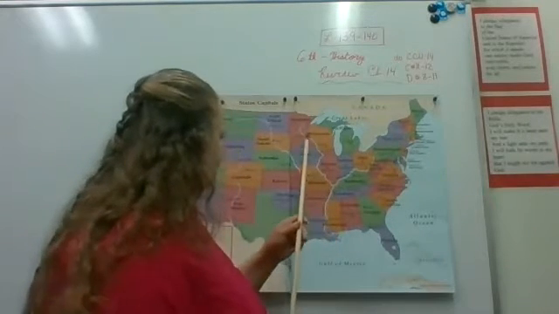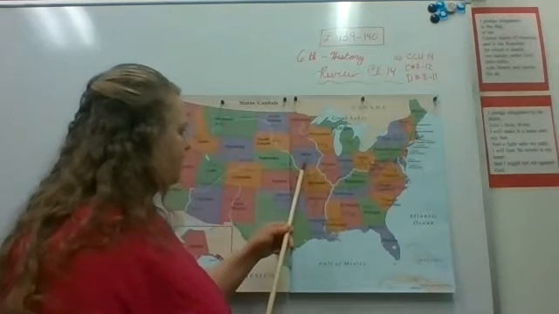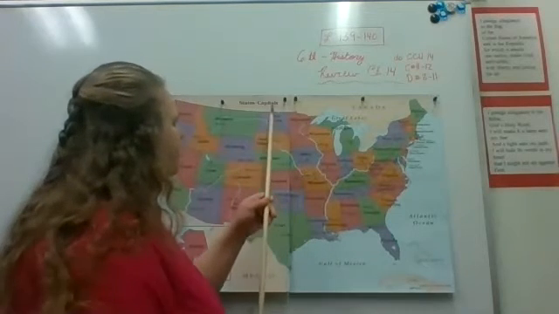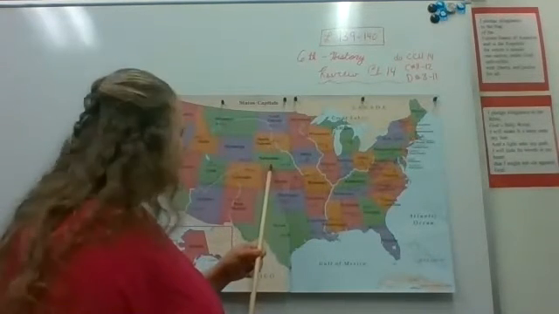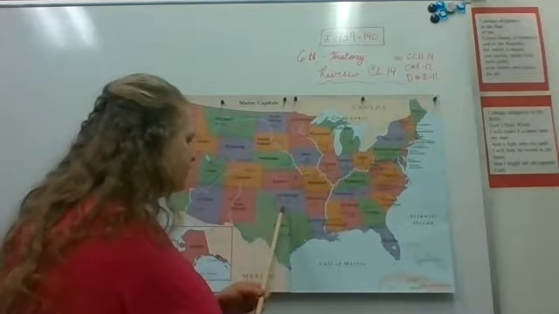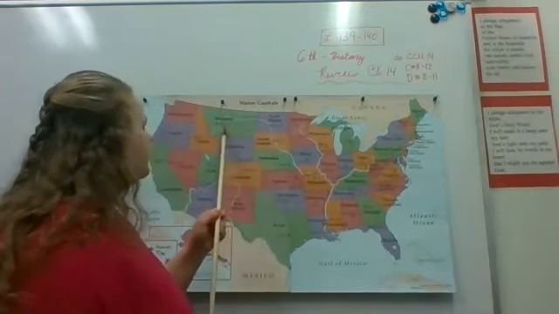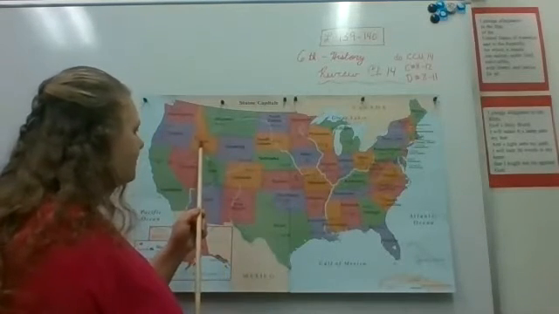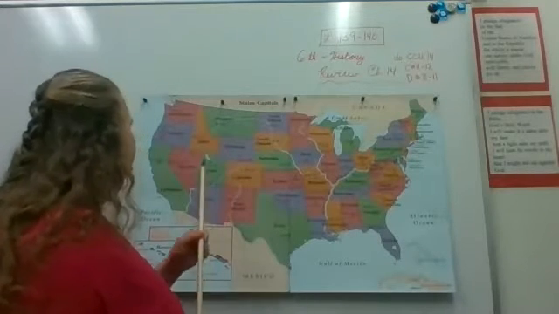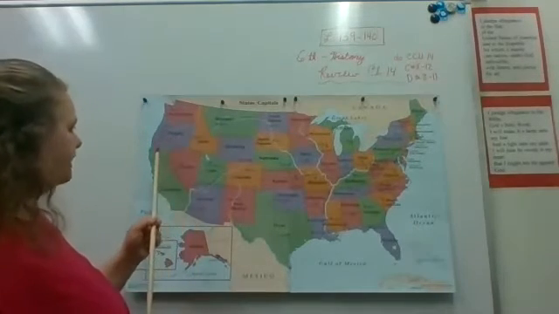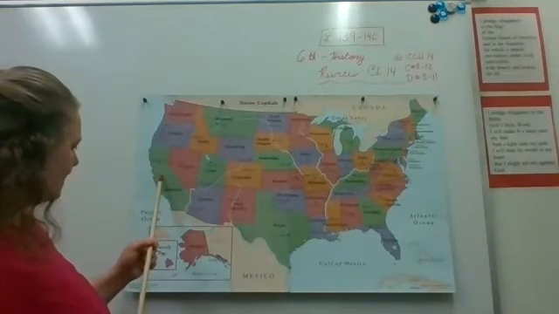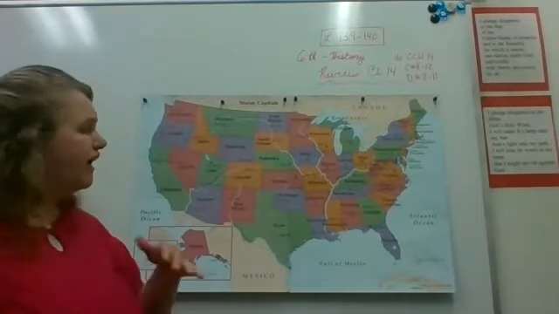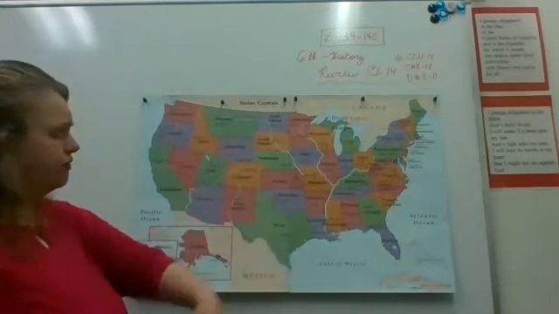Jackson, Mississippi. We'll go back up to here. St. Paul, Minnesota, Des Moines, Iowa, Jefferson City, Missouri, Little Rock, Arkansas, Baton Rouge, Louisiana, Bismarck, North Dakota, Pierre, South Dakota, Lincoln, Nebraska, Topeka, Kansas, Oklahoma City, Oklahoma, Austin, Texas, Helena, Montana, Cheyenne, Wyoming, Denver, Colorado, Santa Fe, New Mexico, Boise, Idaho, Salt Lake City, Utah, Phoenix, Arizona, Olympia, Washington, Salem, Oregon, Carson City, Nevada, Sacramento, California, Juneau, Alaska, and Honolulu, Hawaii. Okay, so that was pretty simple to go through all of that.